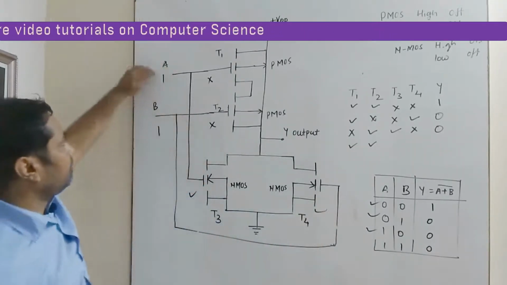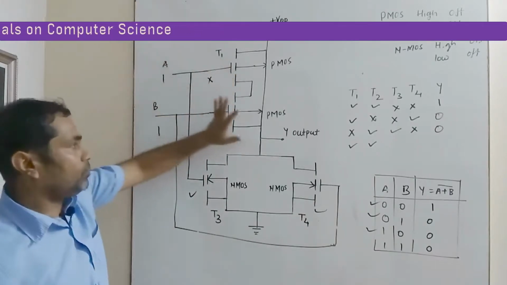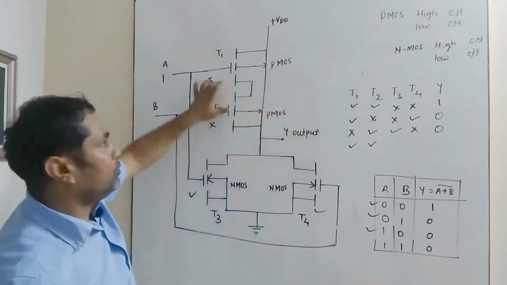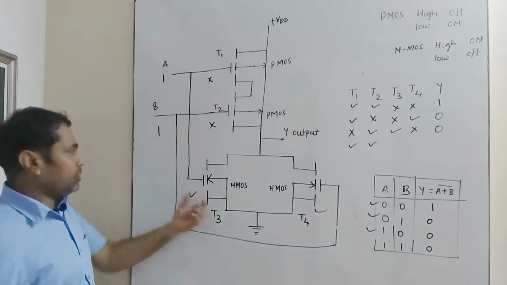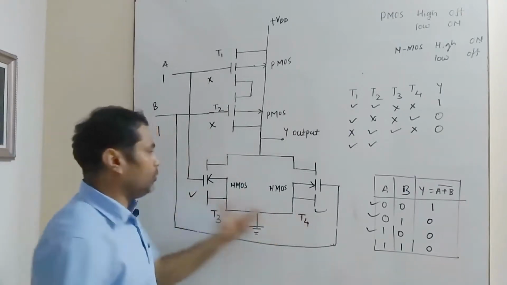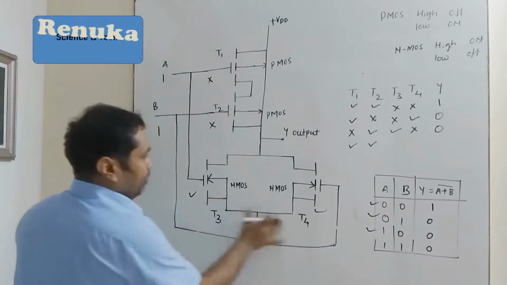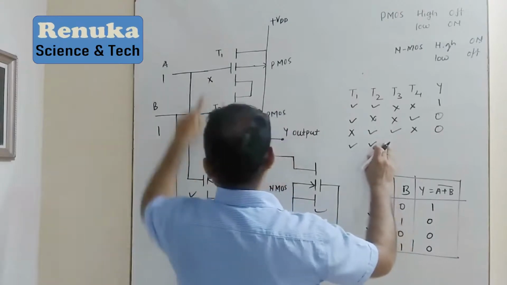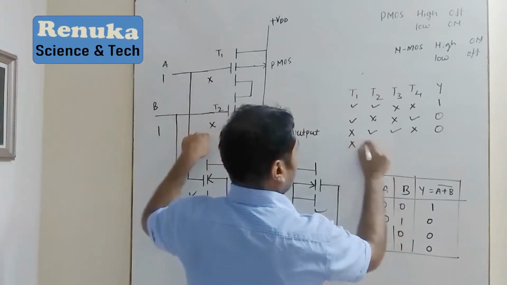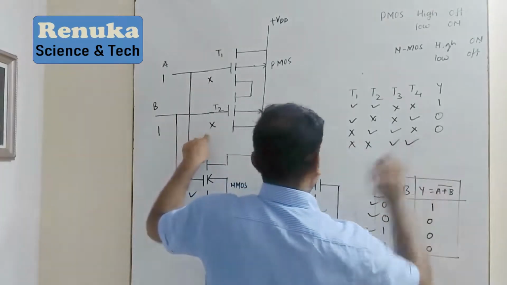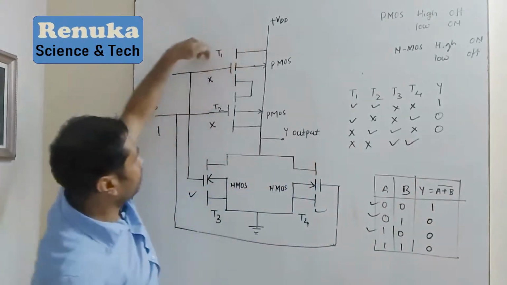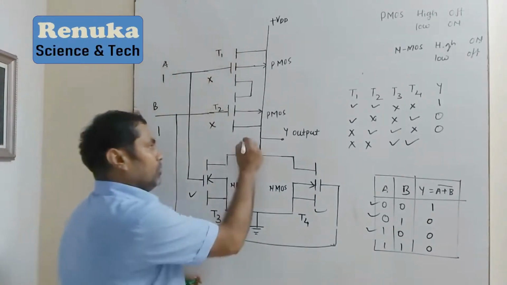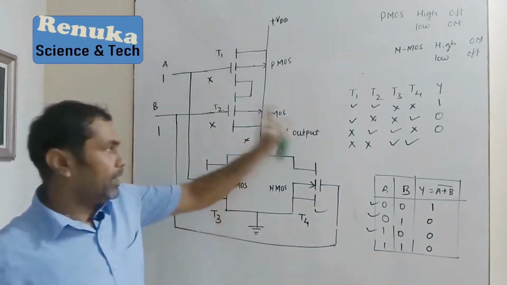So back to the conditions. A is connected to the PMOS gate, B is connected to the PMOS gate, both are high. So for the PMOSes, if the gate is high, both will be off. Then for the NMOSes, if the gates are high, both will be turned on. So T1 and T2 will be off, and T3 and T4 both will be on. You can see both the switches T1 and T2 are connected in series and both are off.